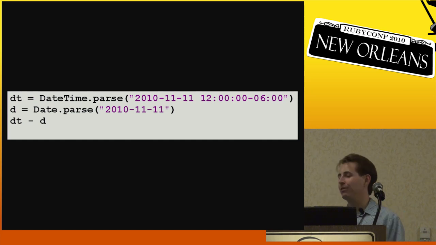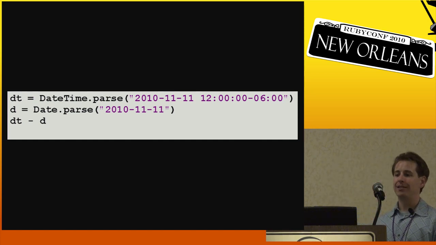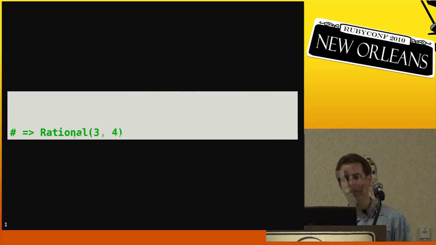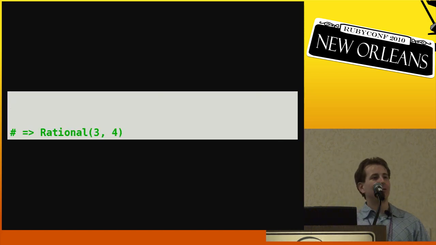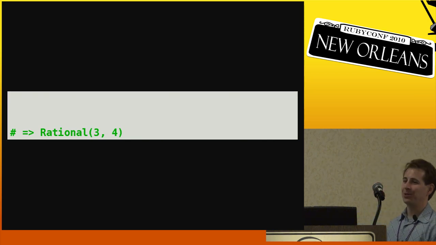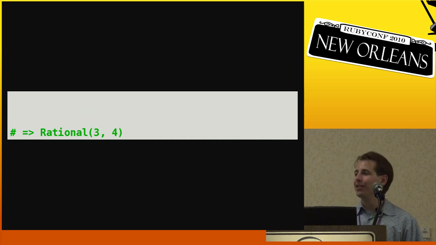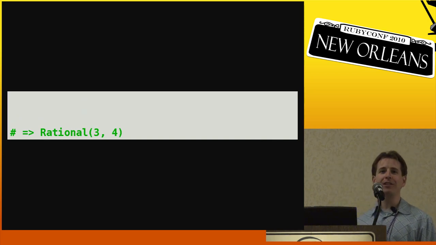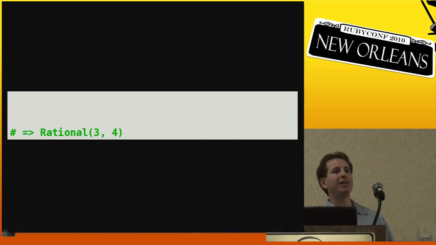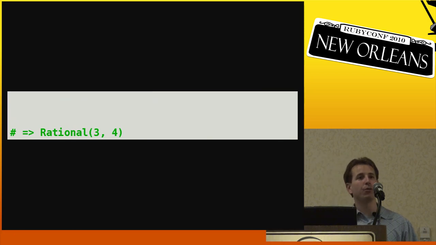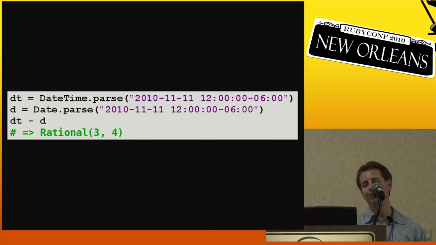Well, my personal intuition is that you should receive 1/2, since the date time is half a day ahead of the date. But that isn't what you get with the standard library. You get 3/4, since the date is in UTC and the date time is in local time. So what it does here is it converts the date to local time, making it 6 p.m. yesterday, which is 18 hours or 3/4 of the day before today at noon.